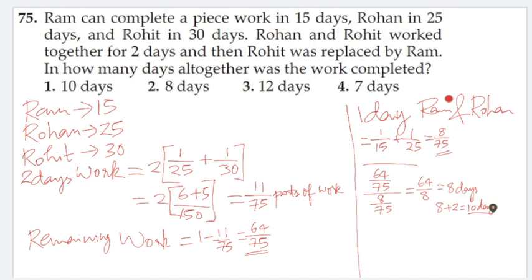So what is our right answer? Our right answer is 1. The question is how many days altogether? Altogether is asked. If the remaining work is asked, we can say it will be 8 days. But the altogether days is asked. So then we have to take 8 plus 2, that is 10 days will be our answer. That is option 1. So with this we have finished our shift 3 SSC CGL 2023 July question paper.